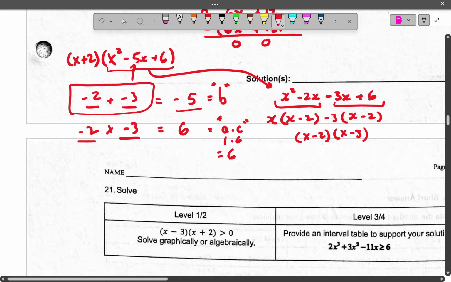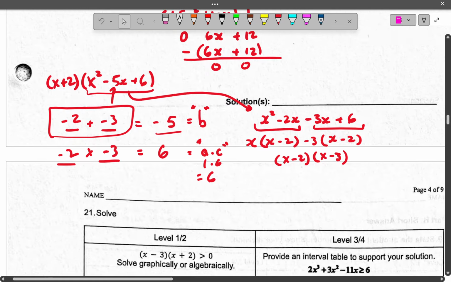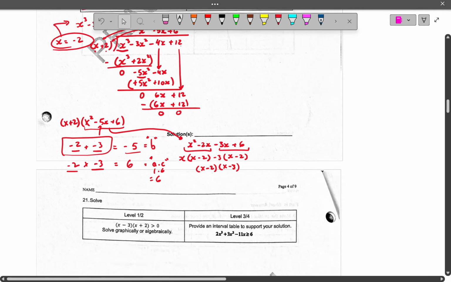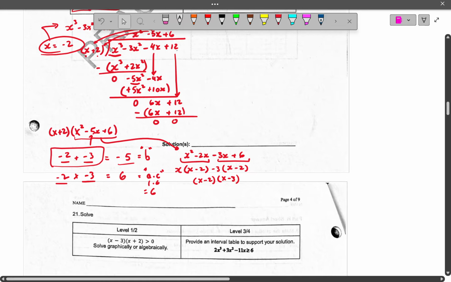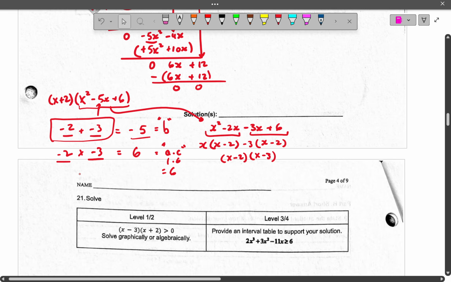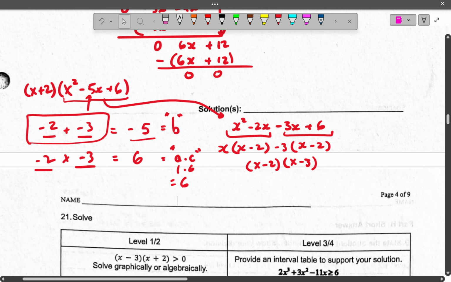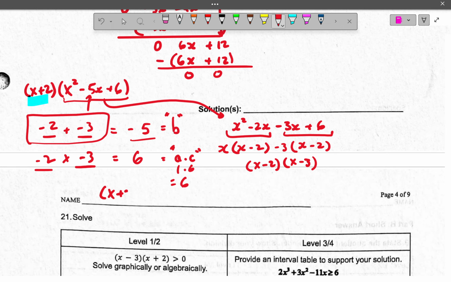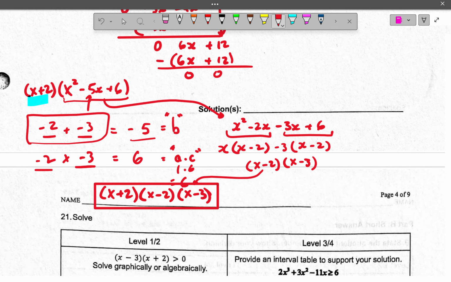So the final answer for the first part. For the final answer here, we would get this first part I'm highlighting. That's the first one that we found by guessing. So the first factor was x plus 2. The second factor will be x minus 2. And the last factor is x minus 3. So that's the factored form, or the totally factored form of what we have up here.